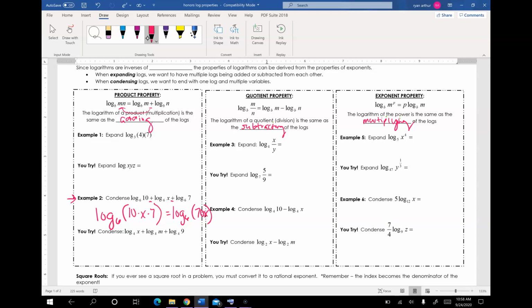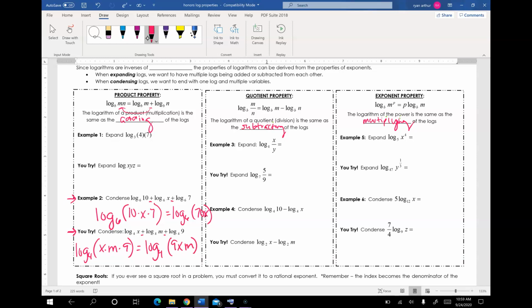Okay? All right, next one right here. I want to condense this one. If you look, I'm adding again, so I'm going to be multiplying again, and I'm going to have log base 4 of x times m times 9. You can leave it like that. My inner mathematician wants to redo it and put the coefficient first.